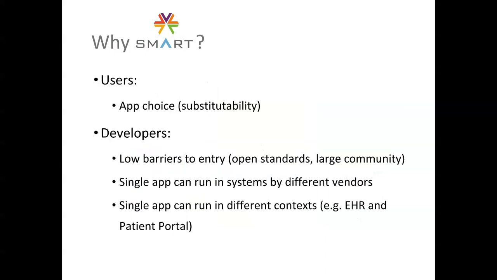So what's the importance here? Why SMART? From a user perspective, the value proposition is really choice of applications. You get your choice of a catalog or a store or a gallery full of different applications, and you can pick the ones that work best for you. If a better growth chart tool comes around, you can switch away from the old one and swap in the new one and not have to start again by entering or connecting all your data. Your data lives outside of the app.